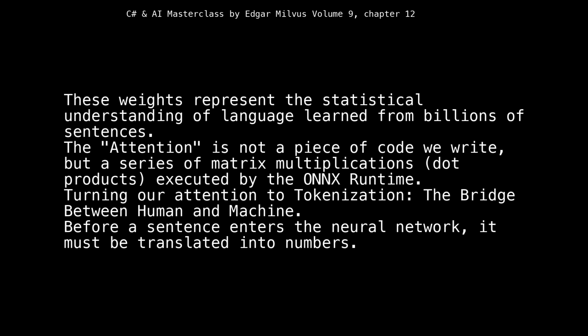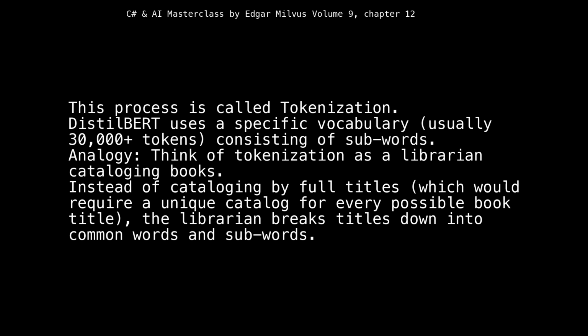Before a sentence enters the neural network, it must be translated into numbers. This process is called tokenization. DistilBERT uses a specific vocabulary, usually 30,000-plus tokens, consisting of subwords.